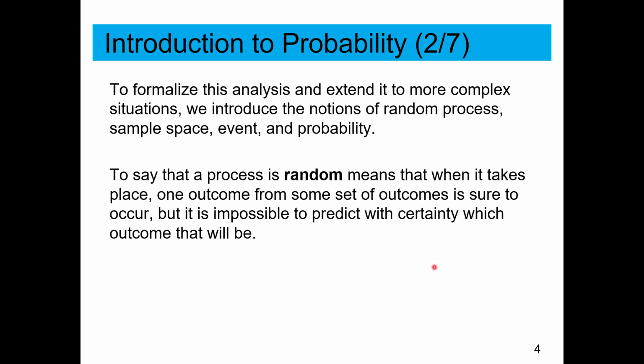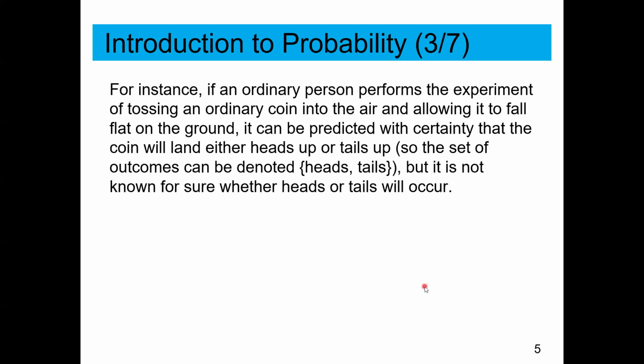That's going to affect things. So let's do a different example to illustrate this. If an ordinary person performs the experiment of tossing a coin in the air and allowing it to fall to the ground, it can be predicted that it'll land either heads up or tails up. So our outcomes are heads or tails, and we will not know for sure which will occur. This is why people just guess when they do this at sports games all the time. How do I make a decision? Let's flip a coin. Because if it's truly random, there's no way to know the outcome ahead of time.